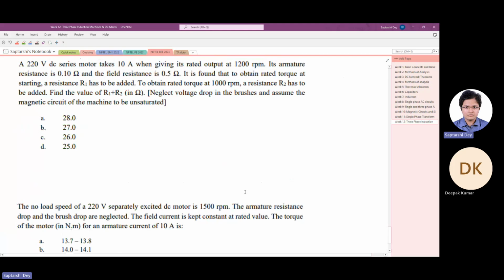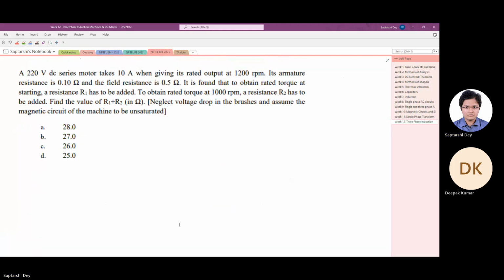Look into this question. A 220-volt DC series motor takes 10 ampere when giving its rated output at 1200 rpm. Now, its armature resistance is given, field resistance is given. It is found that to obtain rated torque at starting, resistance R1 has to be added. To obtain rated torque at 1000 rpm, resistance R2 has to be added. Find the value of R1 plus R2.